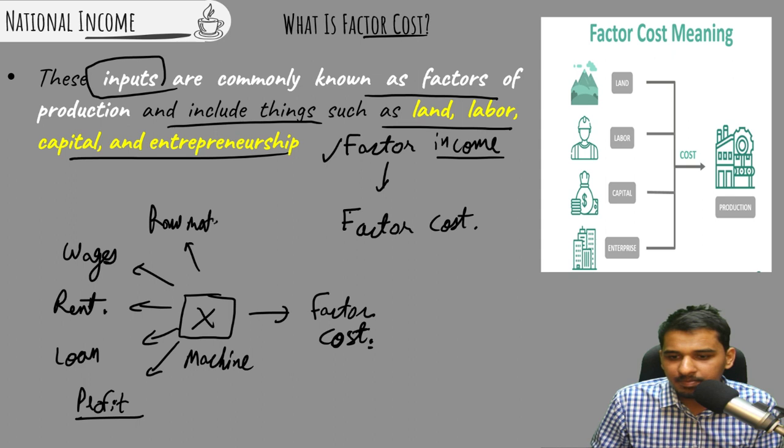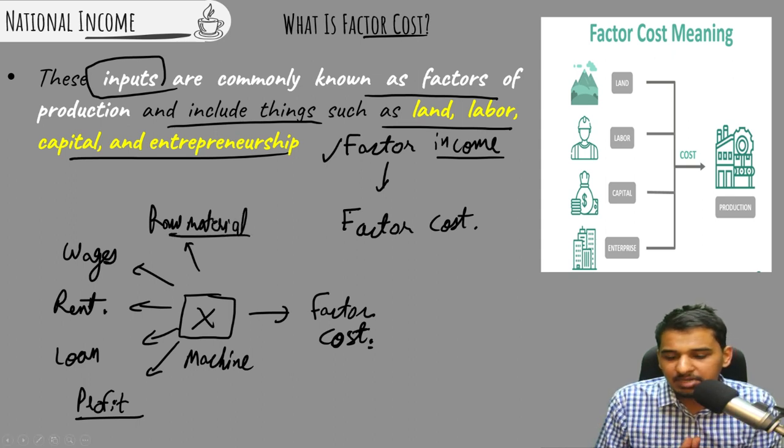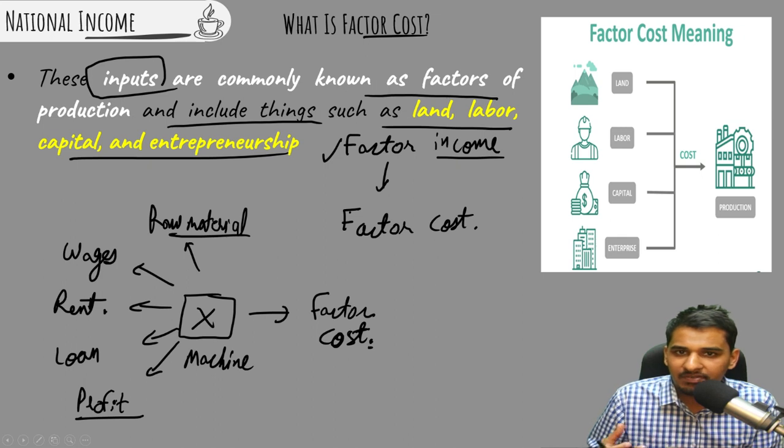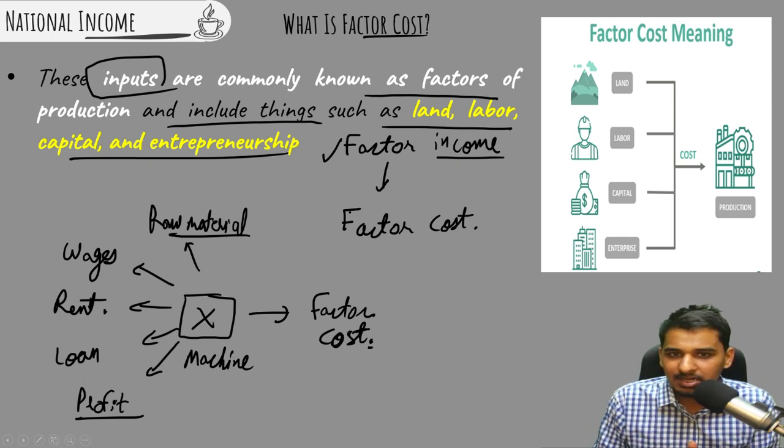So the cost that I pay to make this machine X is my factor cost. That is paying for all the factors of production. After paying for all the factors of production, the cost which occurs is the factor cost. I hope this is clear to you.